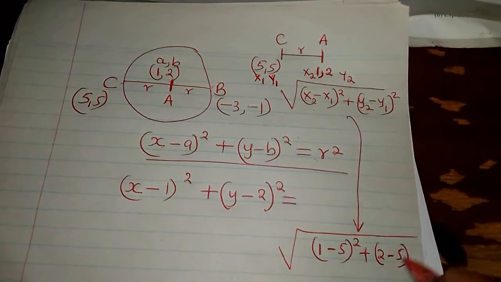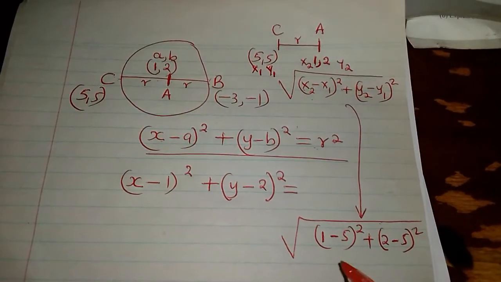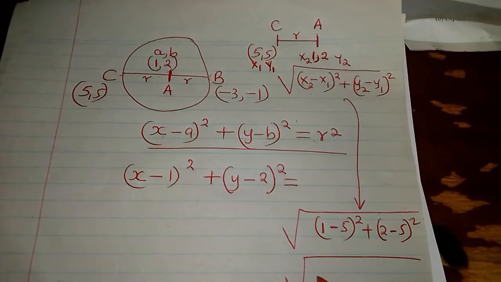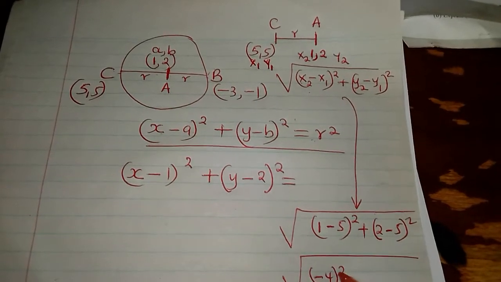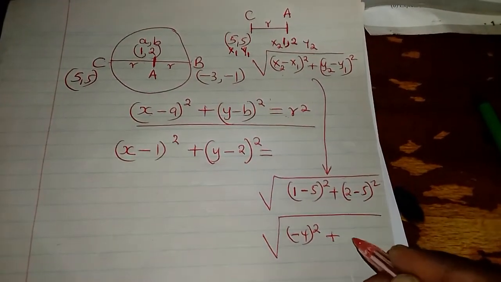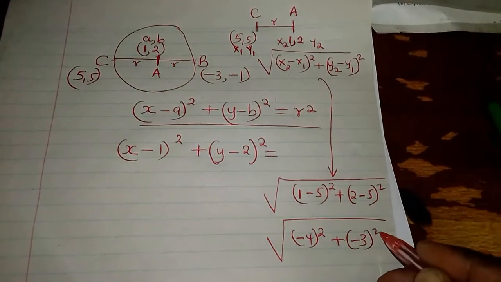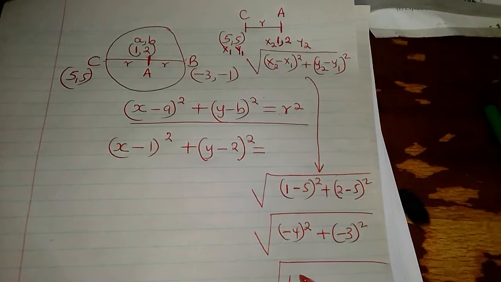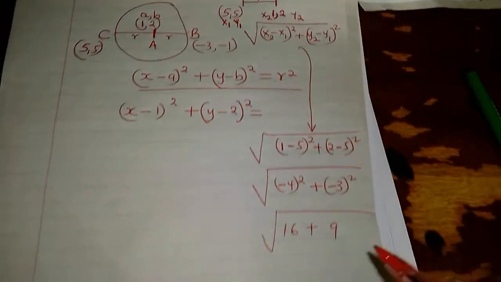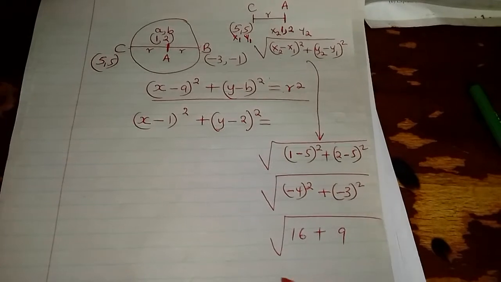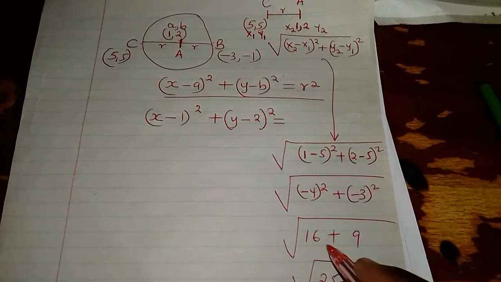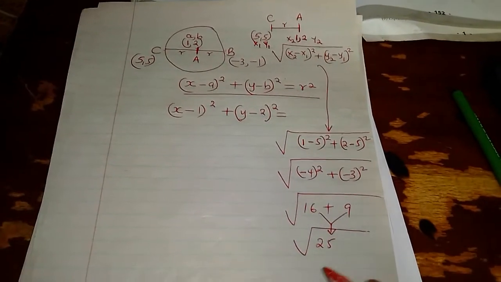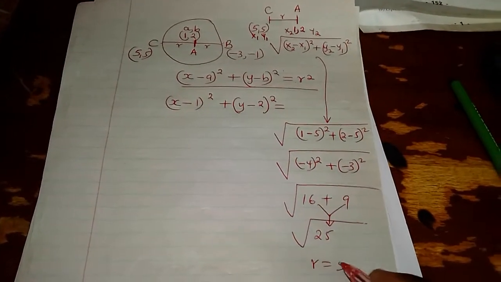So what am I going to have? I'm going to have the square root of (-4) squared plus (-3) squared. Great. And I'm going to have 16 plus 9. So the square root of 25. 16 plus 9 is 25. Good. So that means my r is equal to 5.